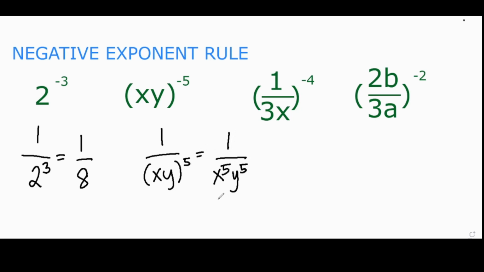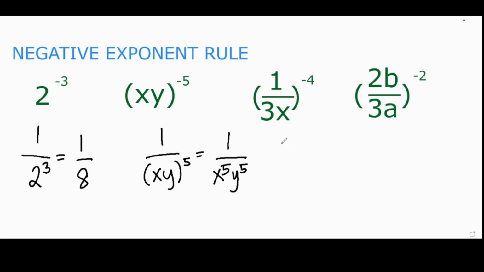Now, let's move to our third example. We have here (1 over 3x) raised to negative 4. As you can see, our given is a fraction. Again, all we have to do to make our negative exponent positive is to get its reciprocal. So the 3x here must be placed on the numerator and the 1 must be placed on the denominator. They must be interchanged in position to make our exponent positive.